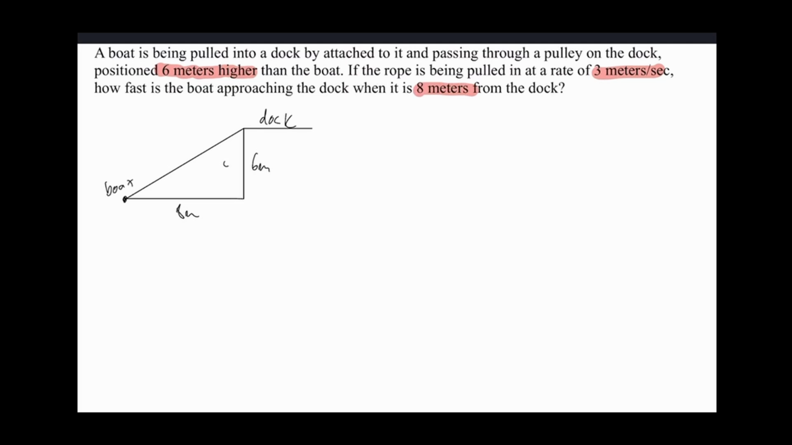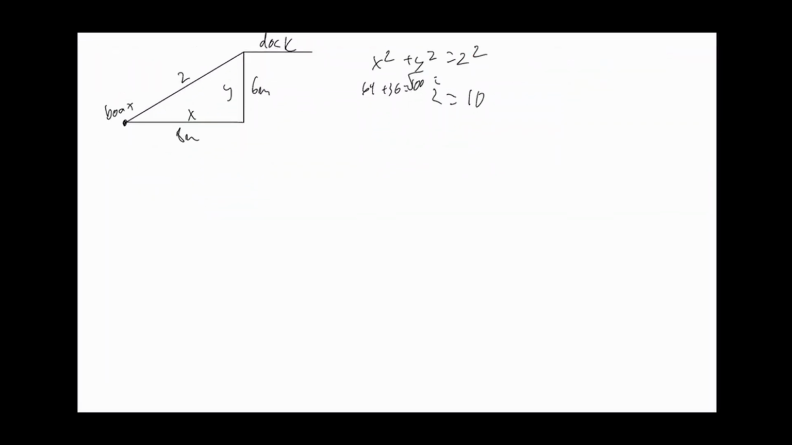From this, we can establish that this is most likely a problem using Pythagorean theorem. So x squared plus y squared would be equal to z squared. Using this, we can find that z would equal 10, as 64 plus 36 would equal 100, and the square root of 100 would equal 10. And the next step would be to differentiate the problem.